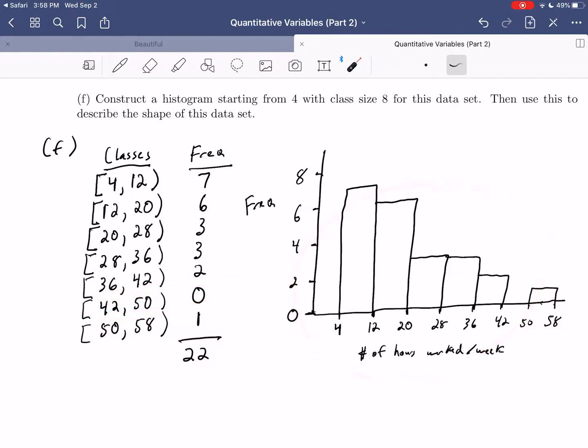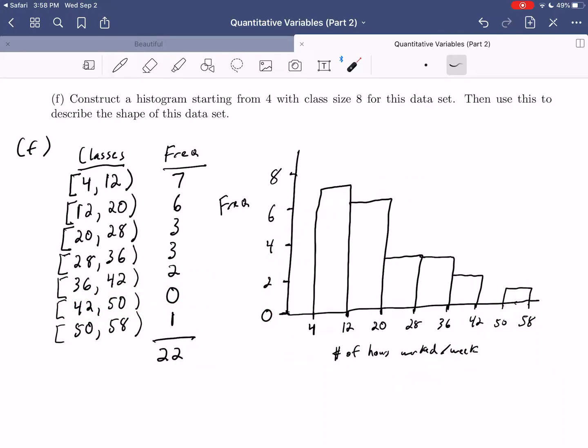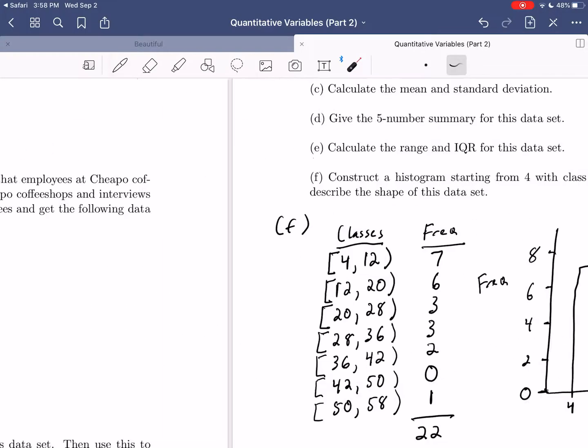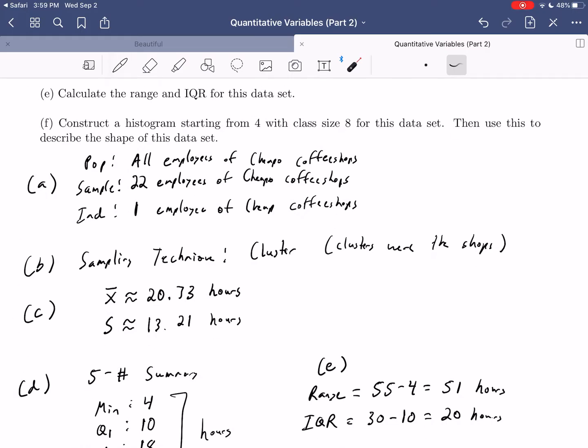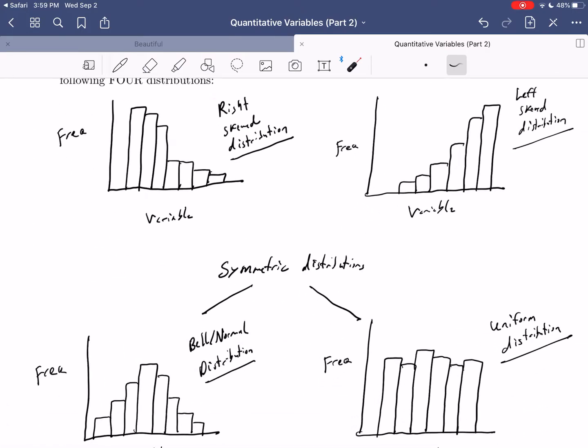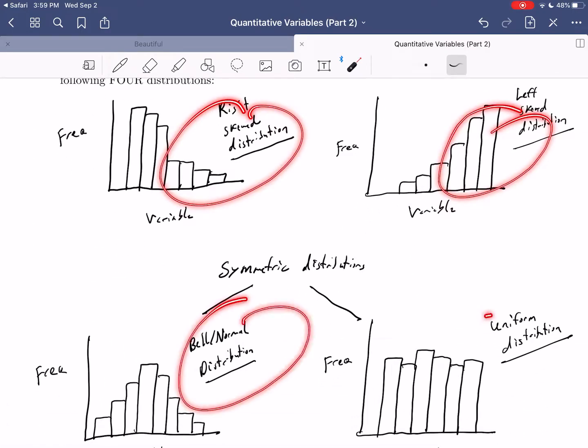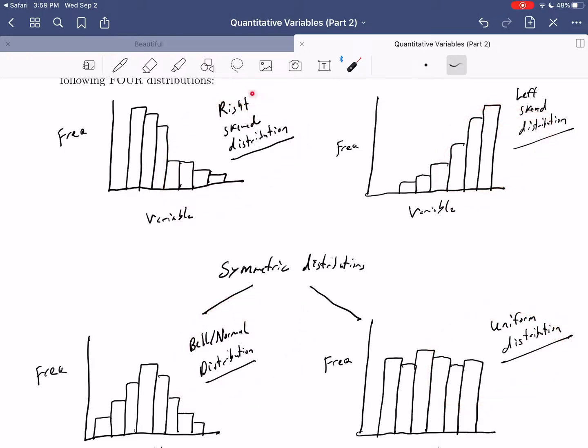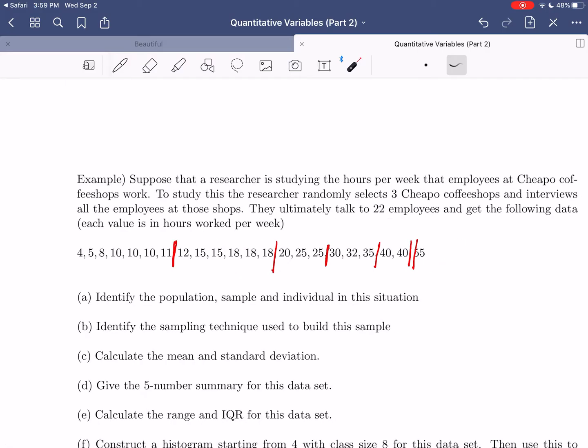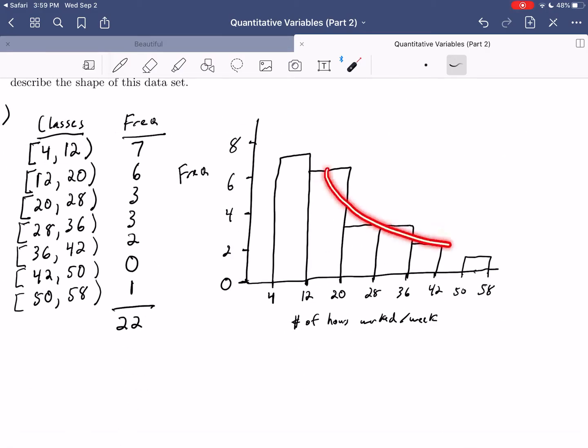What is the point of this sort of histogram? Well, it's to tell us about the shape. Which shape would we classify this as? Well, if we go back and take a look, we could see that the choices are right skewed, left skewed, bell normal, and uniform. It's very clear that this should be classified as a right skewed distribution. If we take a look again at our graph, we have this tail extending off to the right. So we would classify this shape as roughly right skewed.